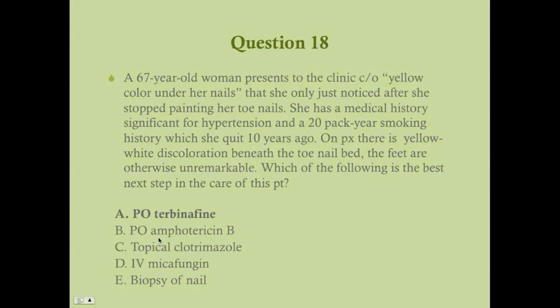Amphotericin B is reserved for severe infections. So in onychomycosis, unless the patient has a severe illness that's refractory to other antifungals, we're going to get rid of amphotericin B. IV micafungin is our second line antifungal that's again reserved for more severe fungal diseases. And since this is clear onychomycosis, we don't need to do a biopsy of the nail. We'll give the patient PO terbinafine. If she doesn't respond, then perhaps we can get some kind of biopsy.